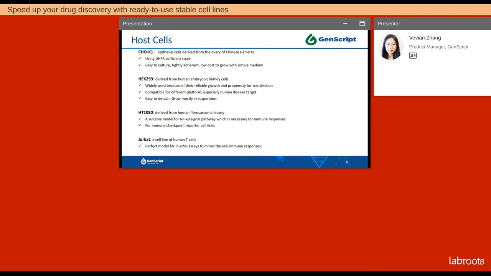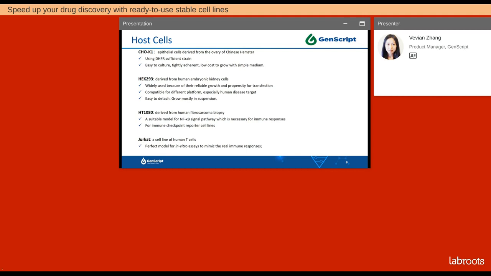CHOK1 is the most popular host cell used in recombinant cell line for drug discovery. It is an epithelial cell line derived from the ovary of Chinese hamster. The CHOK1 cell we used at GenScript for stable cell line generation is a DHFR sufficient strain. These cells are easy to culture, they are tightly adherent to the vessel, and cost very low to grow with simple medium.